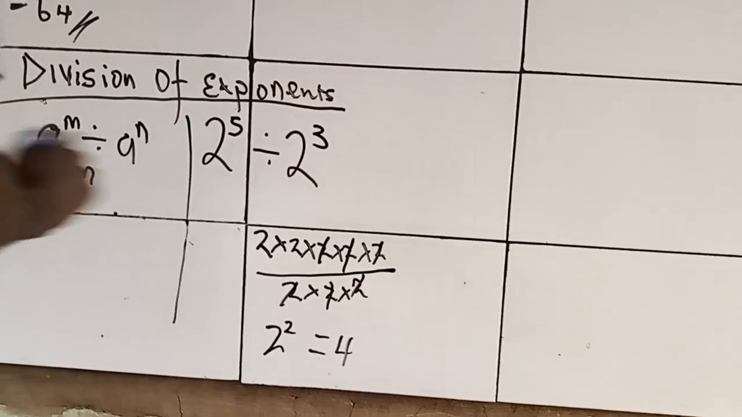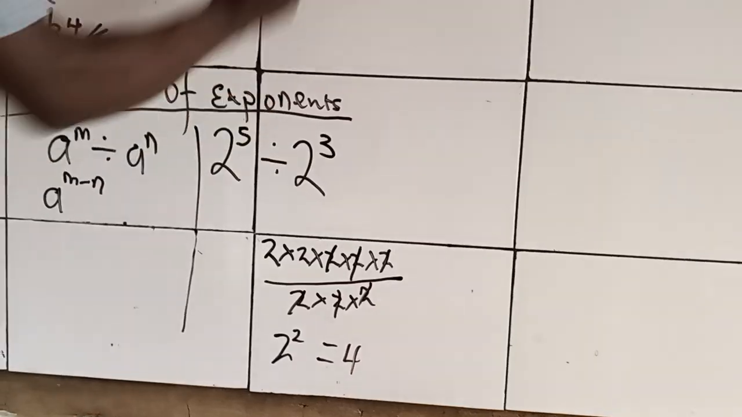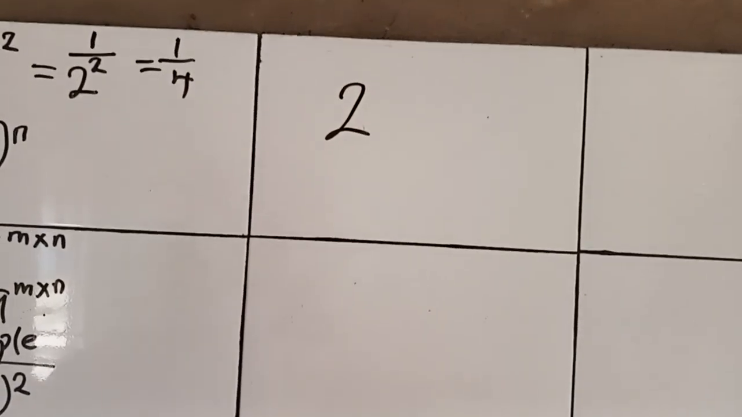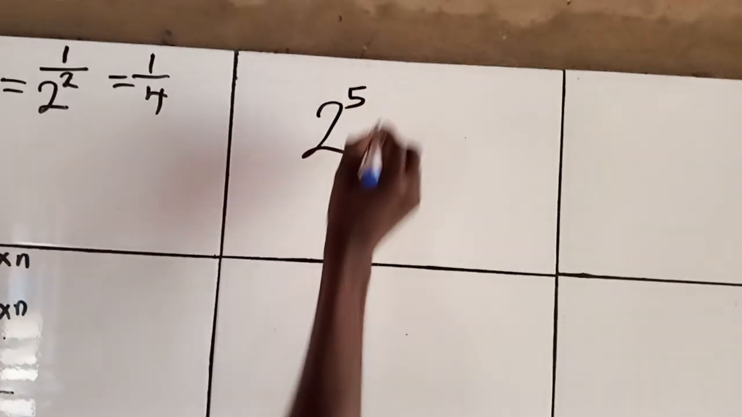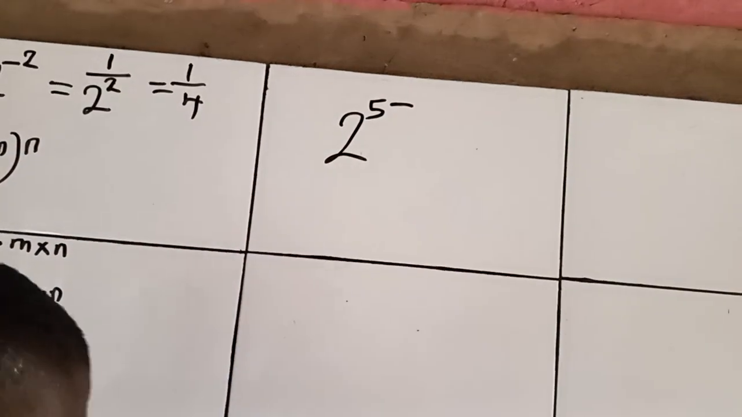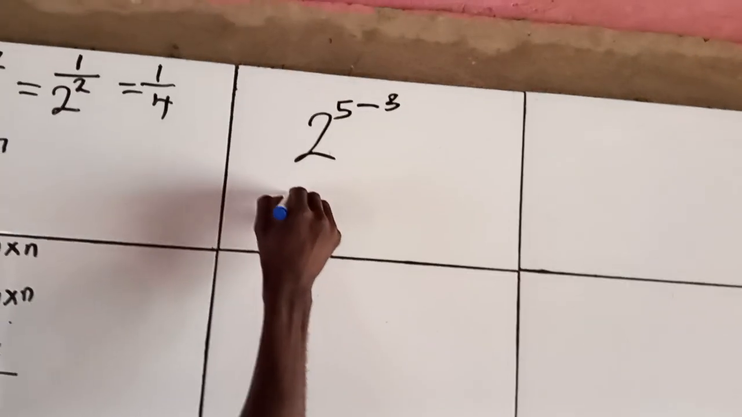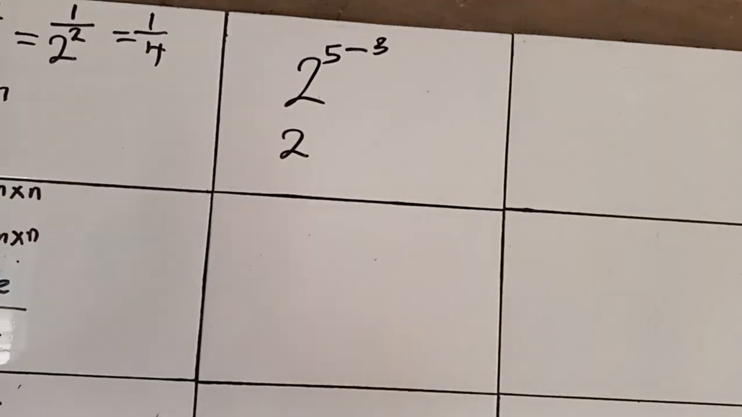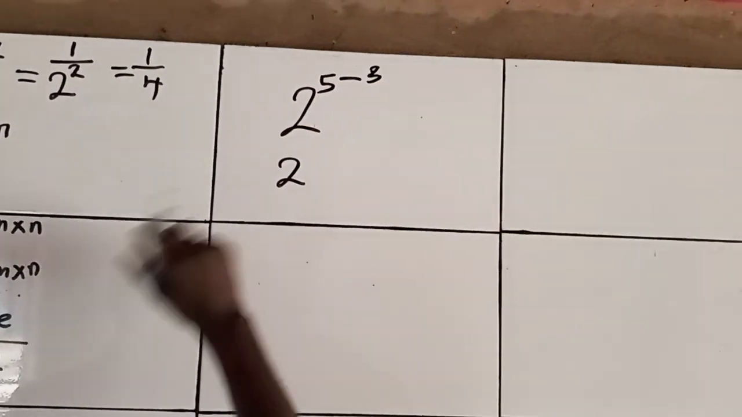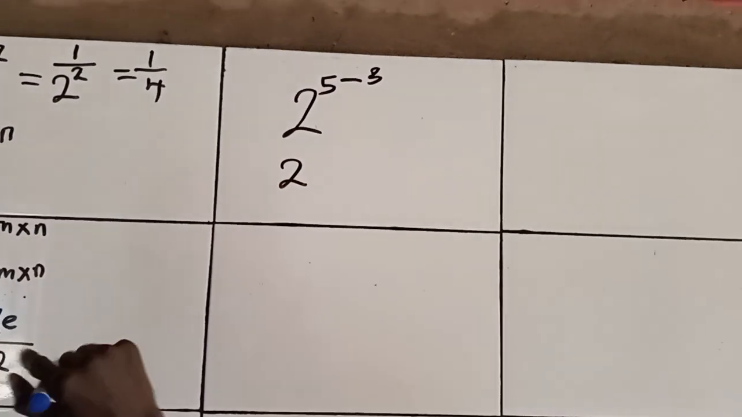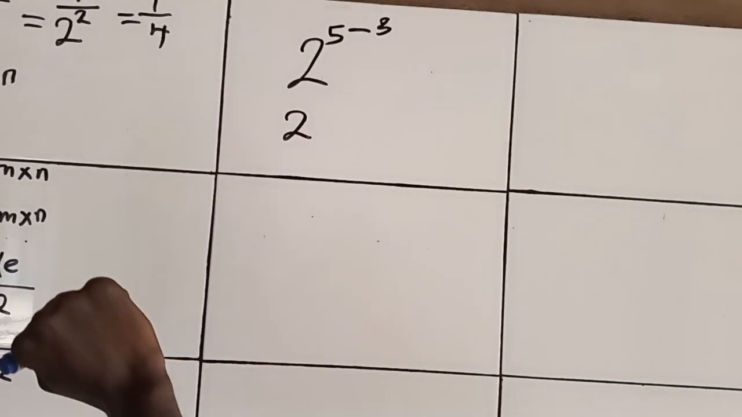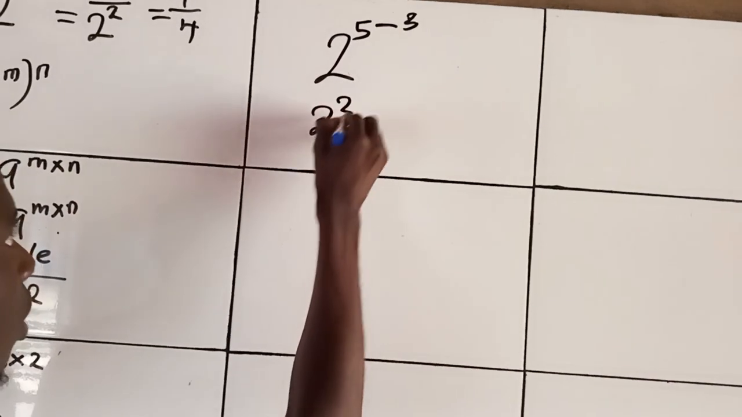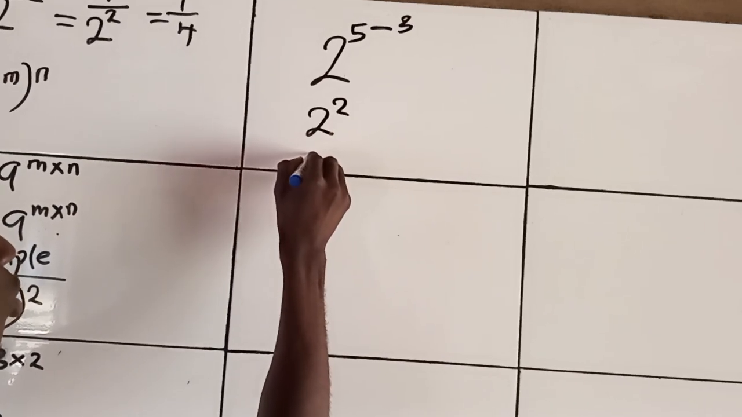But using this law, you pick one of the bases, which is 2. We have 5, since we are subtracting the power, minus 3. This is going to be 2 raised to the power of 5 minus 3, which is going to give you 2 squared, and this is equal to 4.